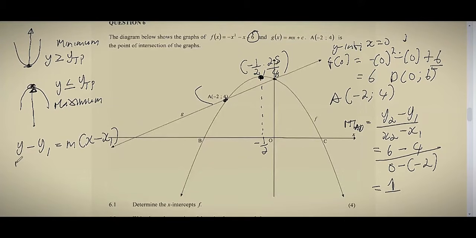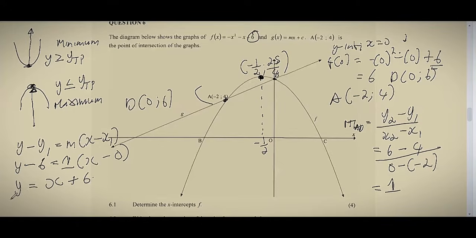Suppose we are substituting the coordinates for D, which is (0, 6). So we'll say y minus y1, where y1 represents the y value, and m is the gradient. Then x1 represents the x value, so that's 0 there. So we have y - 6 = 1 times (x - 0). 1 times 0 is just 0, so we transpose the -6, it becomes +6, right? So just like that, we have our equation: y = x + 6, right?